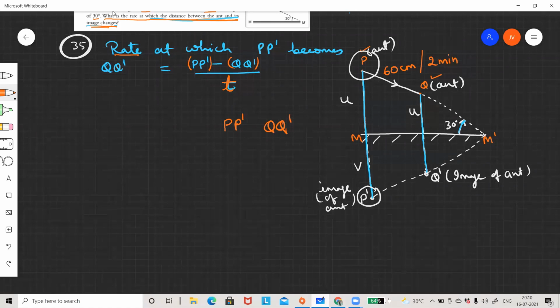Whenever we have to find the rate of change, what do we do? Subtract the initial minus final. Rate means divide by time. That's how it is. Is that okay? Yes, ma'am, I'm getting it.